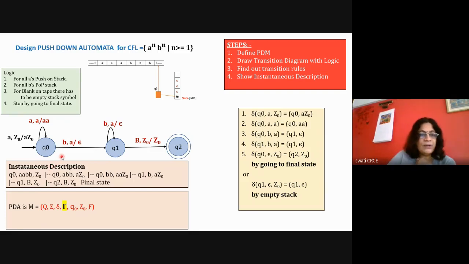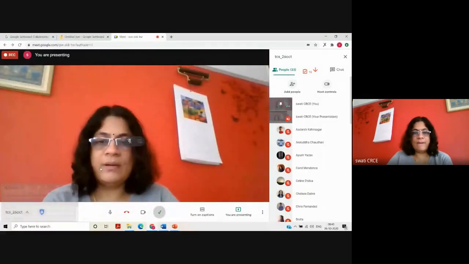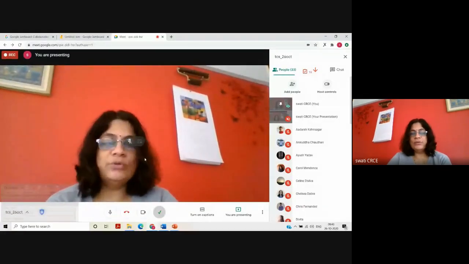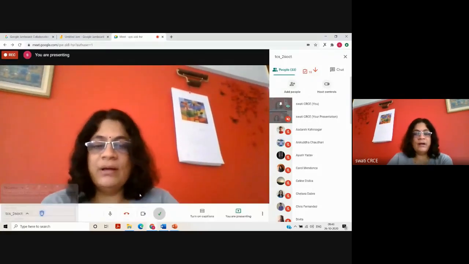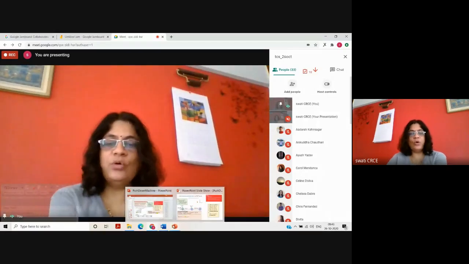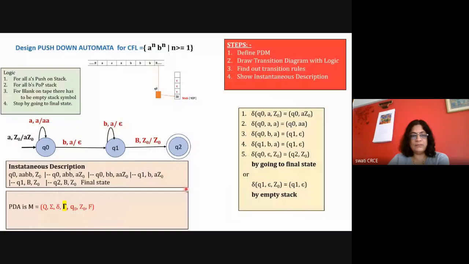onto the machine, the pushdown machine, that we are showing in the instantaneous description. Okay, so I think you have understood the problem, how to solve it by using a pushdown machine. This is a designing problem, where we have to follow all the steps, and if you follow all the steps properly, then you don't miss any marks.